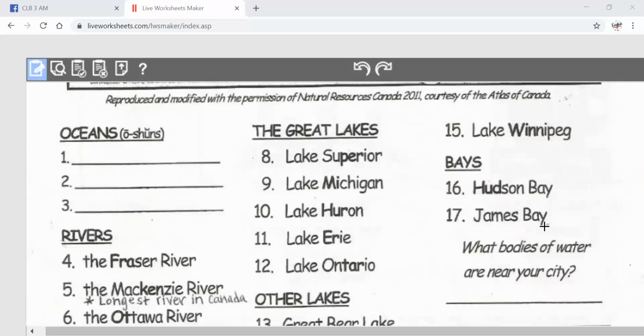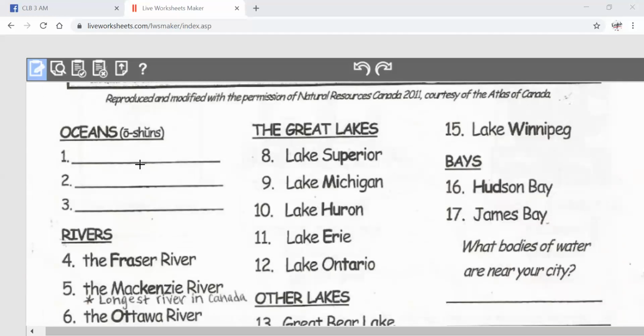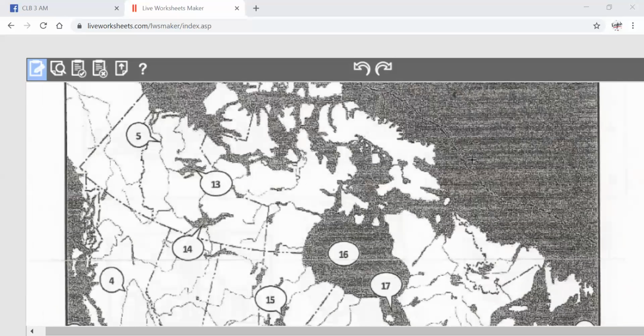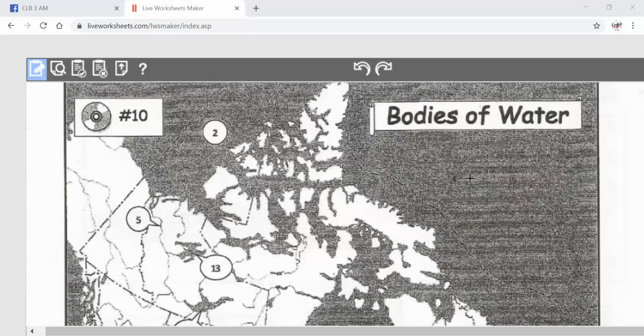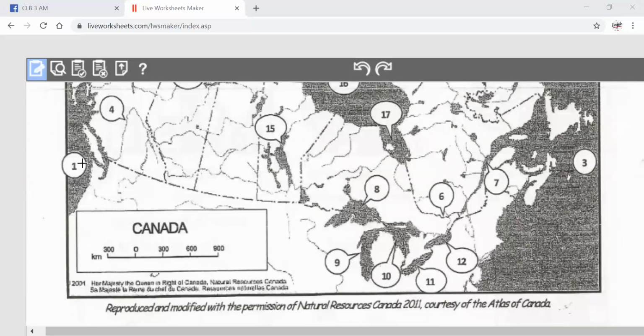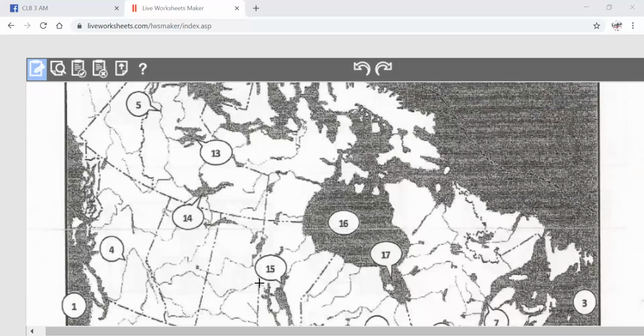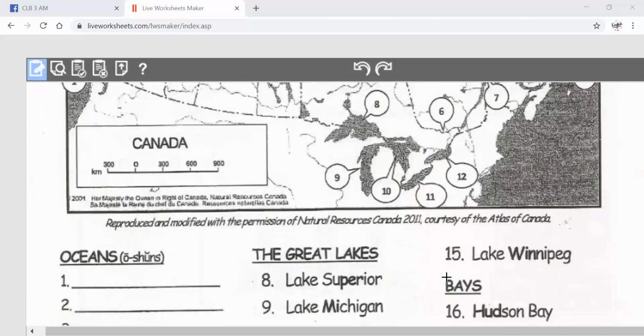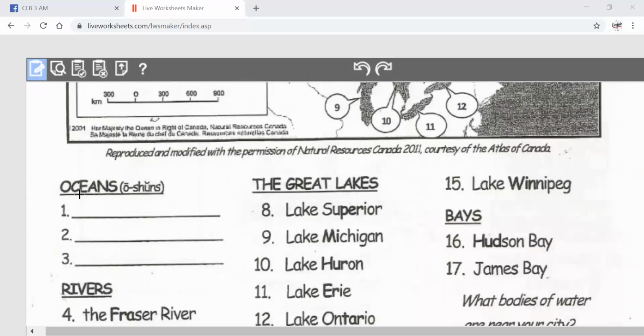So we have something called oceans. Do you know what are oceans? Oceans are really, really big areas of water. For example, here, all this is water, the gray area, it's all water. This is water, this is water. And you know, this is the map of Canada. So oceans are very big bodies of water. We have 3 oceans in Canada, okay?